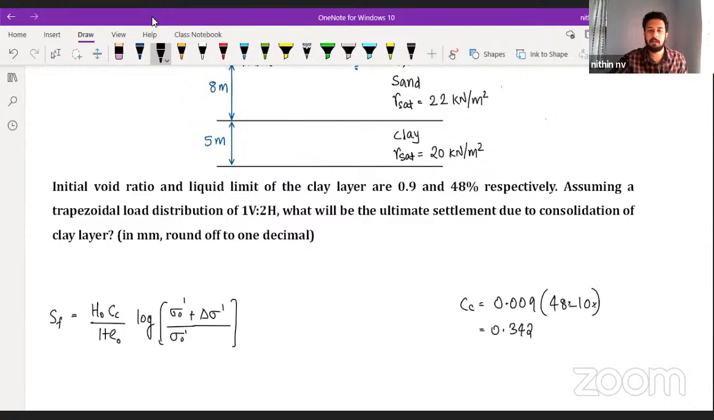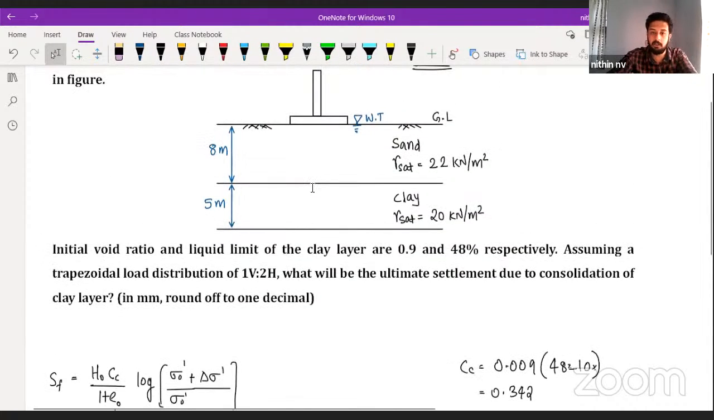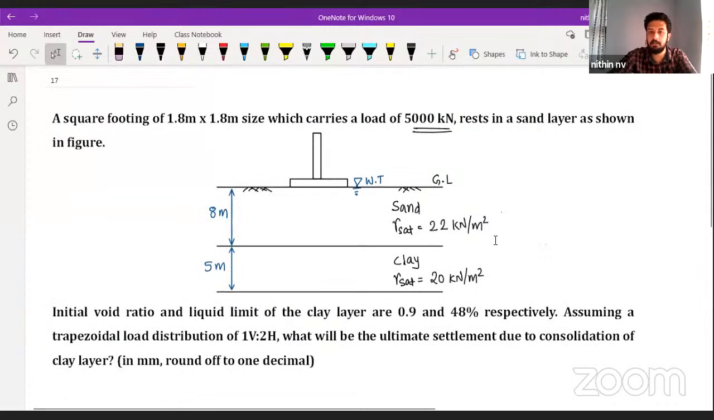Now calculate sigma dash, initial effective stress. Saturated value is given, for the clay also given. Look, where is the water table? Above water table, we have to take simply gamma saturated only. Below water table, we will be taking gamma submerged. They have given water table is at ground level, so every term will be submerged only.